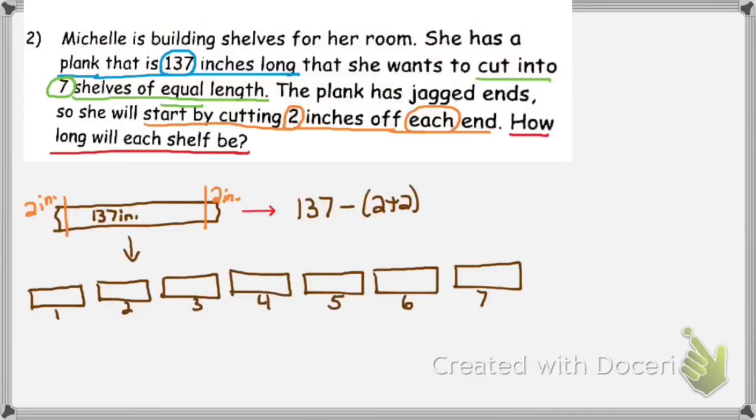Let's solve this problem. I see that there's more than one operation, so I have to follow PEMDAS. Are there parentheses? Yes. Circle the parentheses and solve. 2 plus 2 equals 4. Bring everything else down. My next problem is 137 minus 4. I can use scrap paper if I want and figure out that it's 133. So after I cut those jagged edges off, my shelf will be 133 inches.